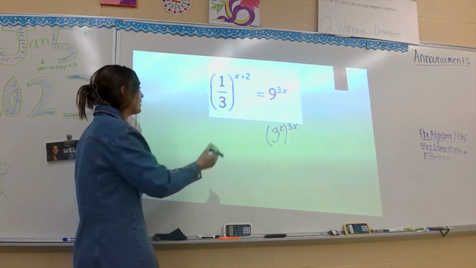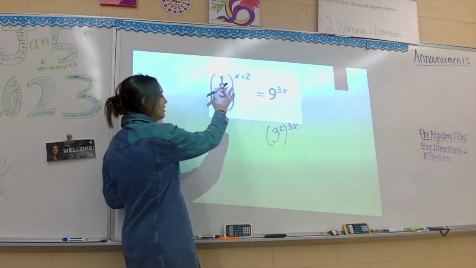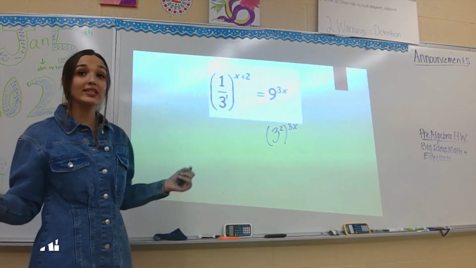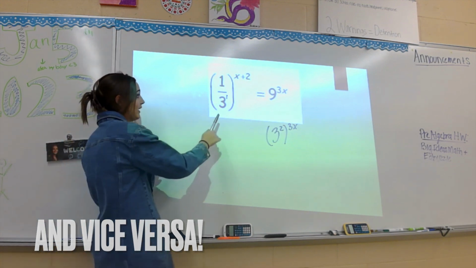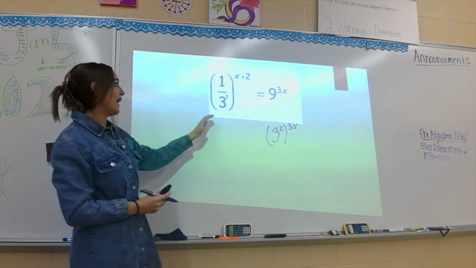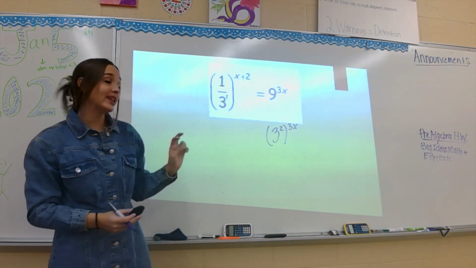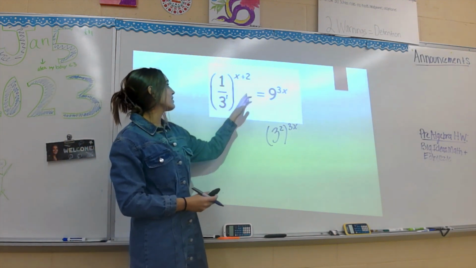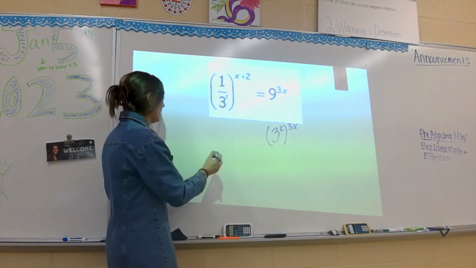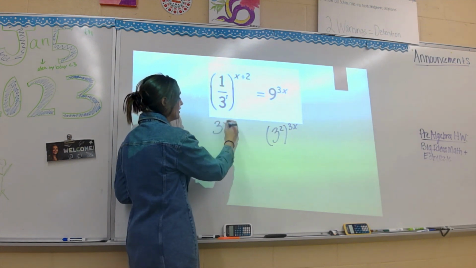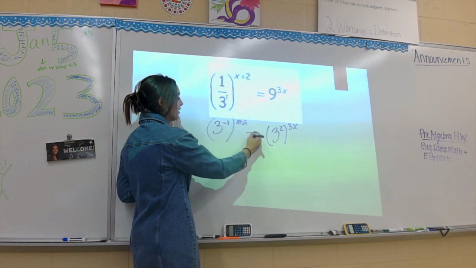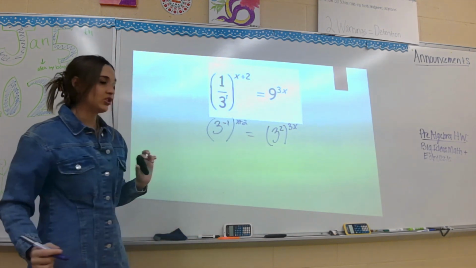Our exponent rules, we know if we have a negative exponent in the numerator, it comes down to the denominator and becomes positive. Well, that's the same vice versa. If we have a positive exponent and we bring it to the numerator, it becomes negative. We can see we have that imaginary 1 as the exponent on the 3. So when we bring that up into the numerator, it becomes negative and becomes 3 to the negative 1. So we're going to have 3 to the negative 1, and then we're going to have x plus 2 as our other exponent and set them equal to each other.